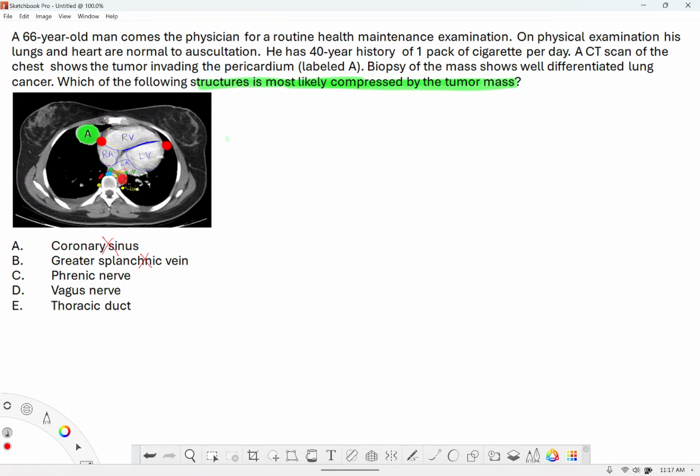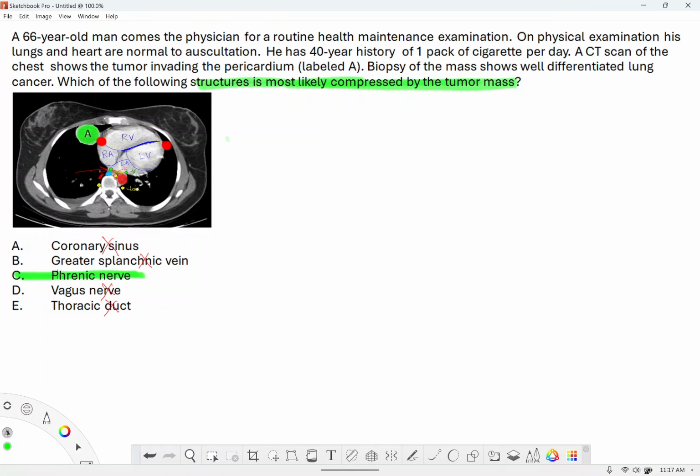Vagus nerve, remember we said vagus nerve is next to the esophagus right here. I labeled it in the picture right behind the heart. So this arrow, okay. So no, it's not vagus nerve. Thoracic duct was this small one next to the aorta, so that's not it. So our answer should be very simple, a straightforward anatomy question: the phrenic nerve.